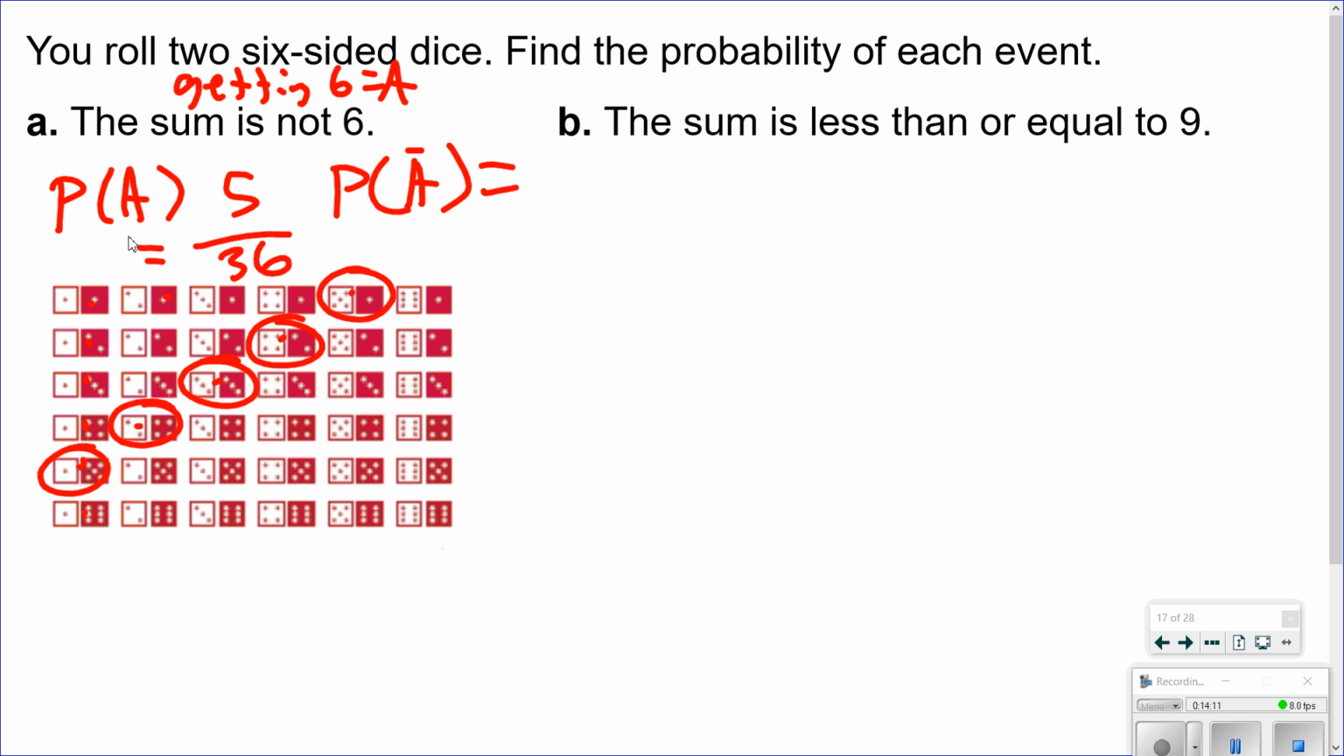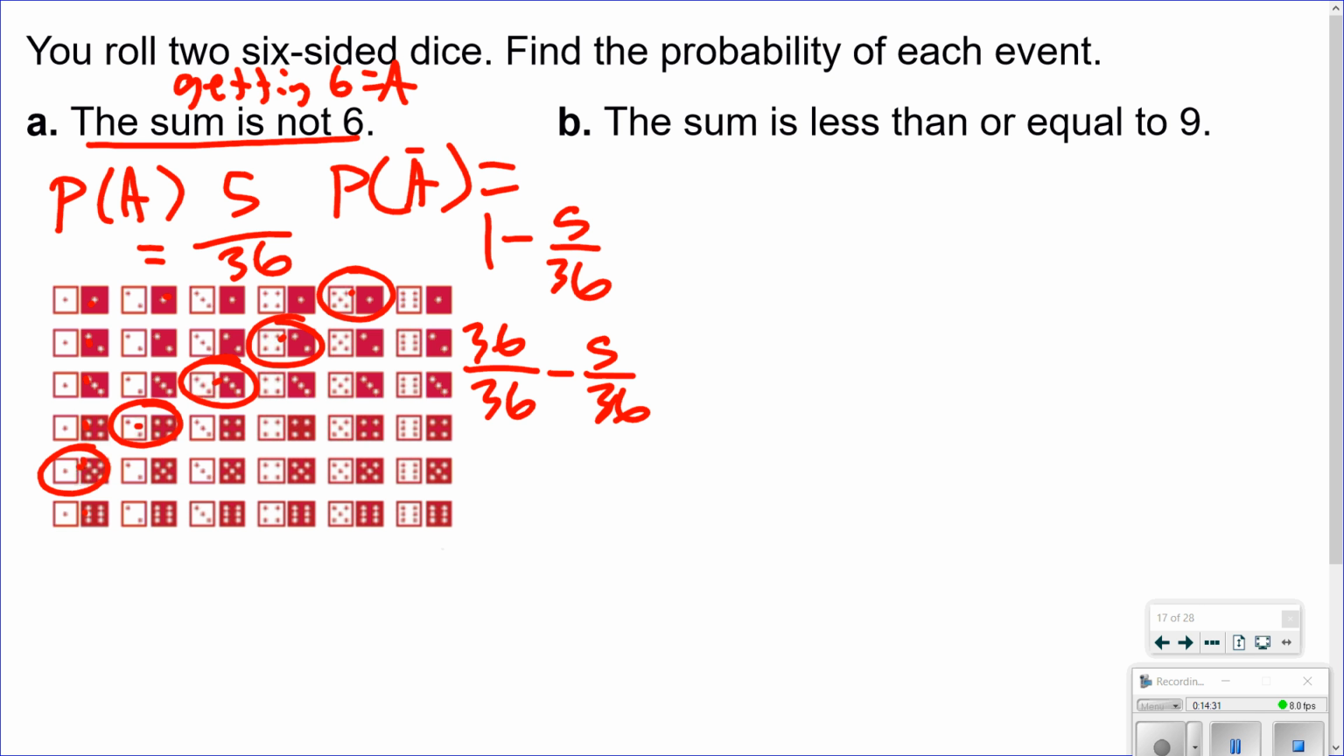Now, what's the probability then of the complement? What's the probability the sum is not 6? That's the probability of A bar, or the complement of A. All I do is go 1 minus 5 over 36. That'd be 36 over 36 minus 5 over 36. 36 minus 5 is 31. So the probability the sum is not 6 is 31 out of 36. To me, that's easier. Finding those 5 is easier than counting how many there are. So you kind of work backwards to find that.